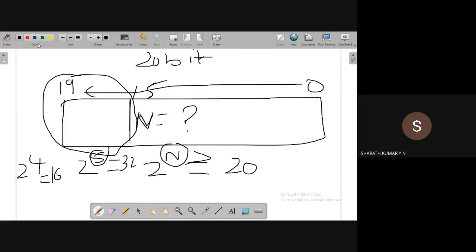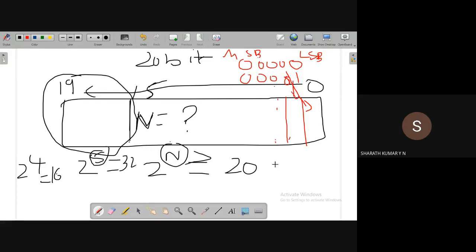Let me write here. It will range from 0, 0, 0, 0, 0, 5 bits. One end is LSB, the other end is MSB. This will identify the first location, the first LSB location. The next address is 0, 0, 0, 0, 1. This will identify the next location.